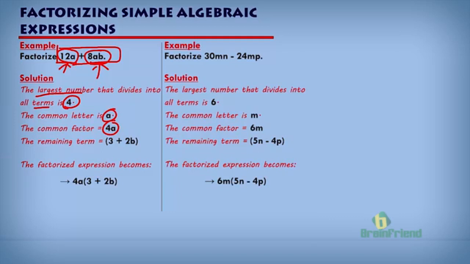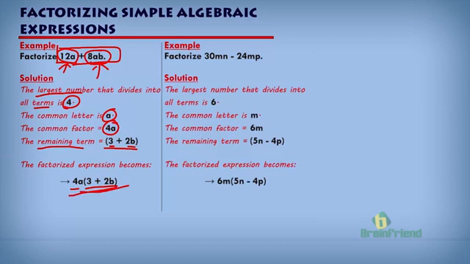Now, if 4a is taken away from 12a, what do we have left? 3. Also, if 4a is taken away from 8ab, what do we have left? 2b. So we say our common factor, again, is multiplied with the remaining term. Our remaining term is 3 plus 2b. We simply multiply 4a and (3 plus 2b), all in brackets, and that gives us our answer.